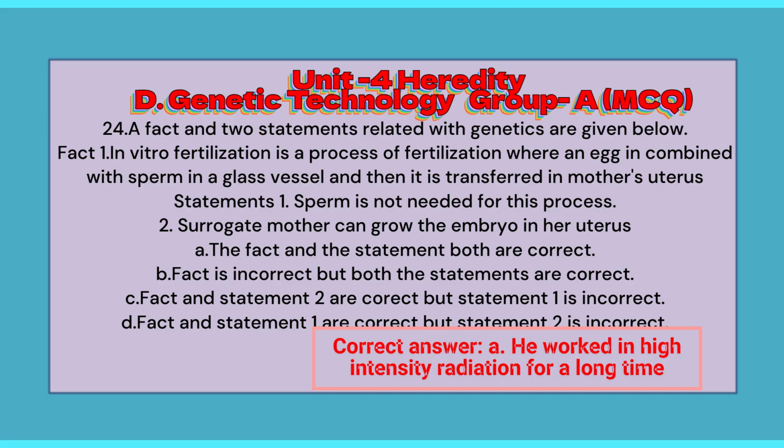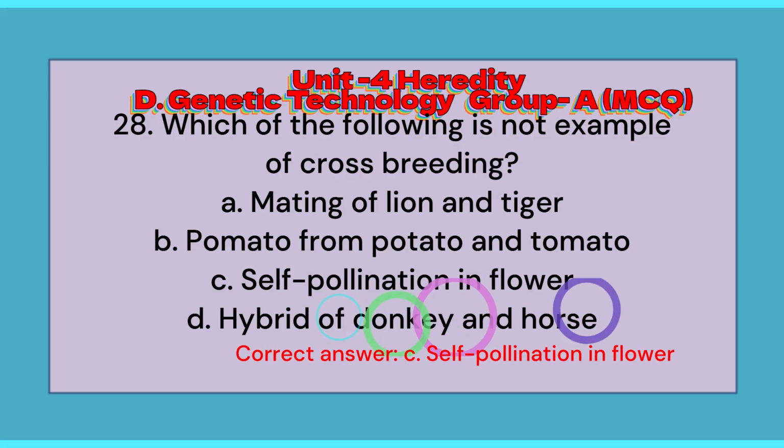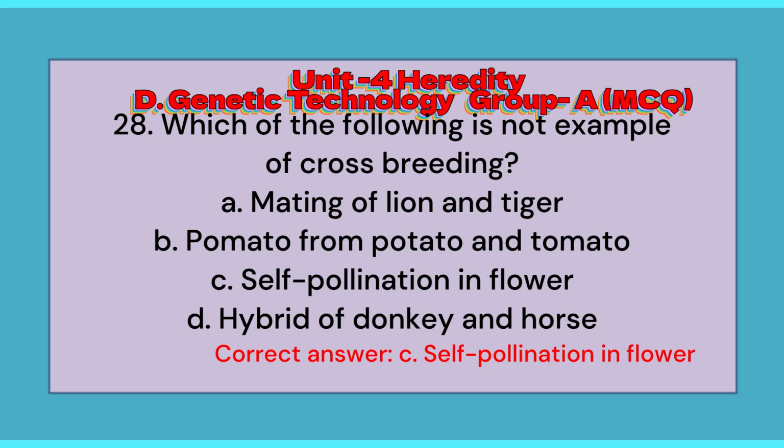A. He worked in high-intensity radiation for a long time. 28. Which of the following is not an example of crossbreeding? A. Mating of lion and tiger. B. Pomato from potato and tomato. C. Self-pollination in flower. D. Hybrid of donkey and horse. Correct answer: C. Self-pollination in flower.